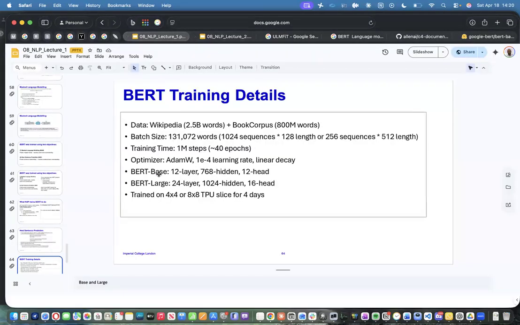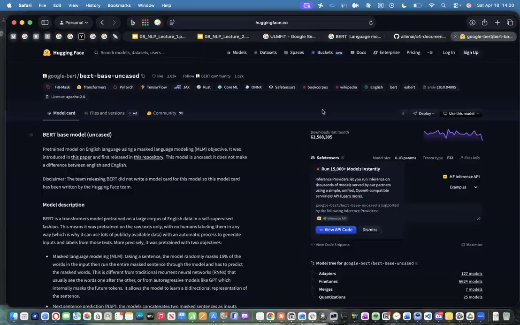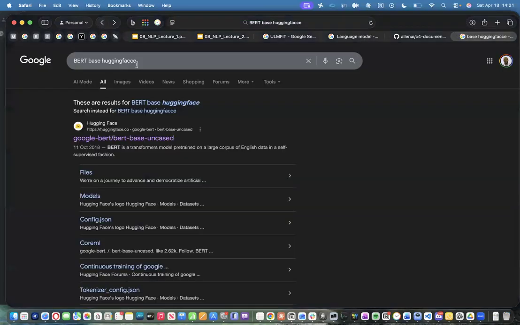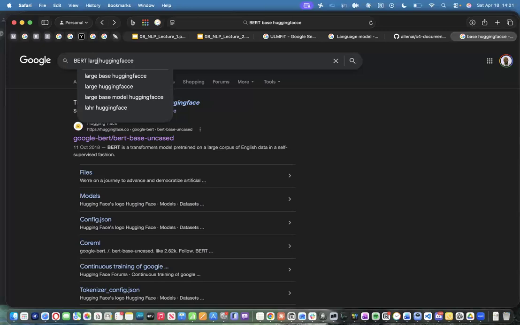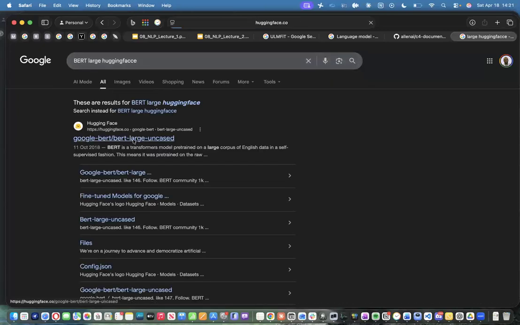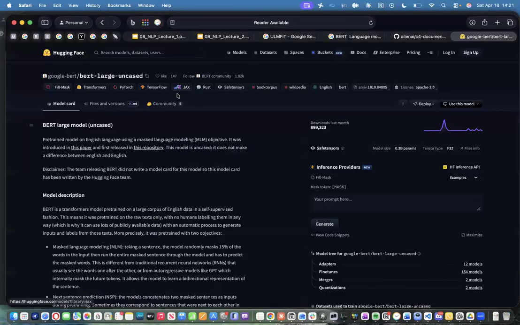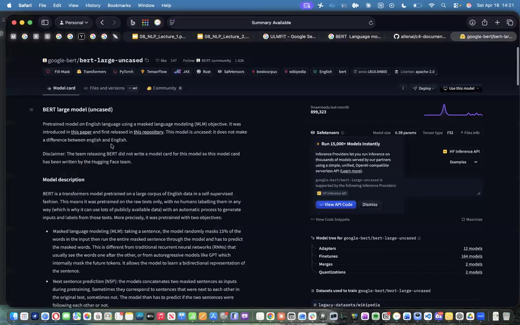If we look at the base, it's 12 layers, right? 768 hidden size, and it's 12 here. But BART large, you can see it's 24 layers. So this one is a base because this is one of the widely used in the community. But we can also look at BART large. You can also look at the large. So you can see this is the large.